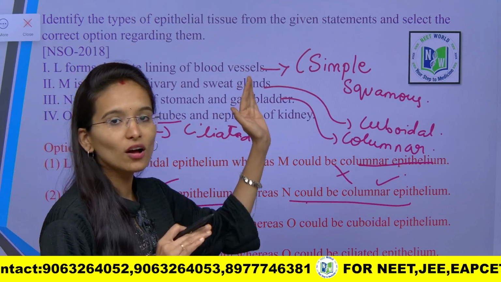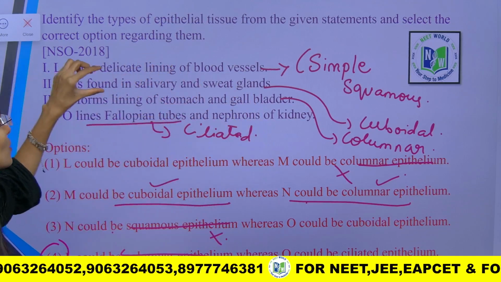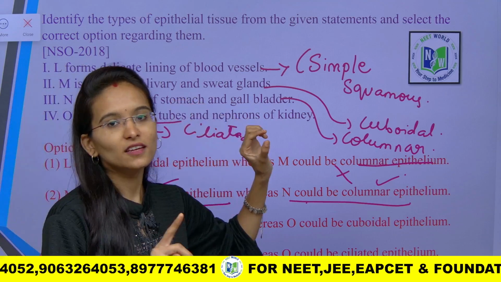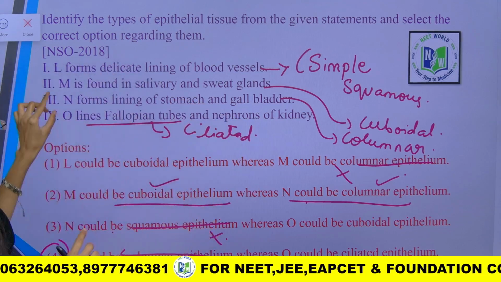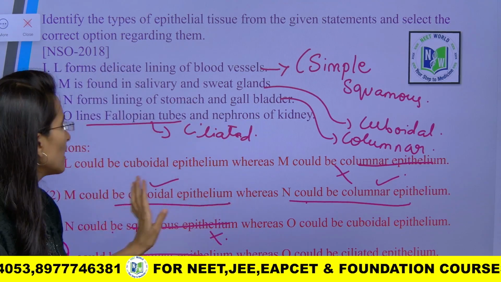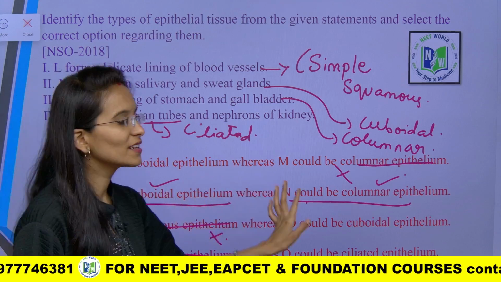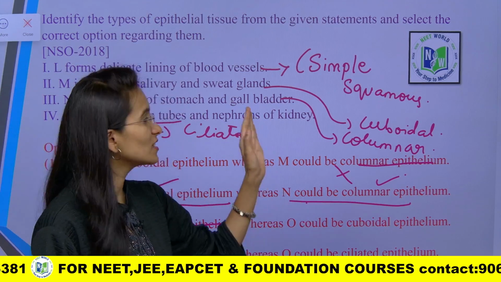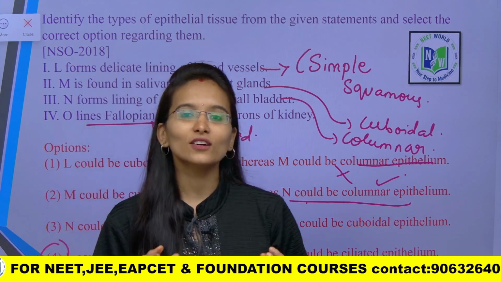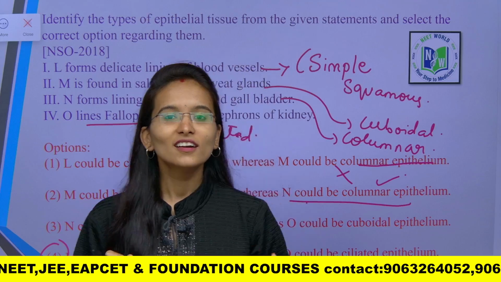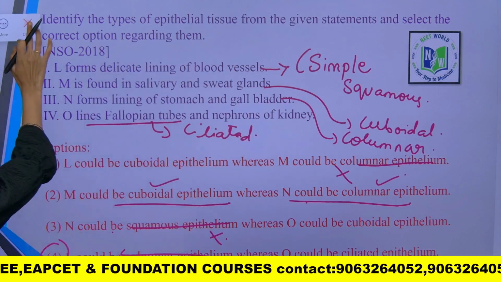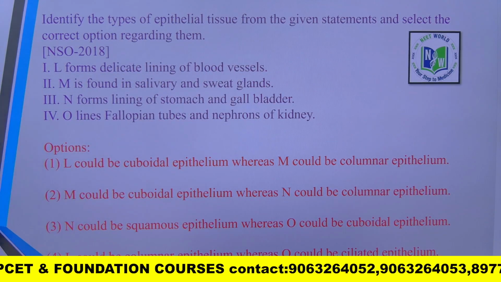So among all these given four statements, you need to match the right pair with these statements. Okay. So the option will be M and N. M is cuboidal and N is columnar. Okay. So in this tricky way, the questions are going to appear in your NEET foundation exams like NSOB and everything. Yes.